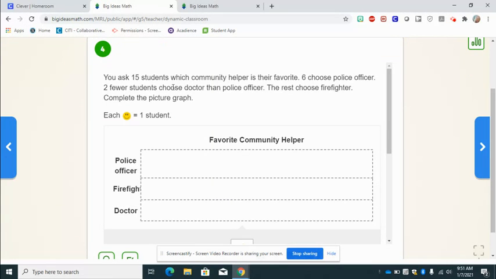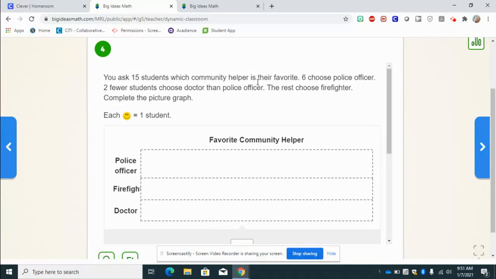Okay, you asked 15 students which community helper is their favorite. 6 choose police officer. 2 fewer students choose doctor than police officer, and the rest choose firefighter. So we're going to complete the pictograph with this information. So we have 15 students that we need to see. We need to see 15 smiley faces all together on our chart.